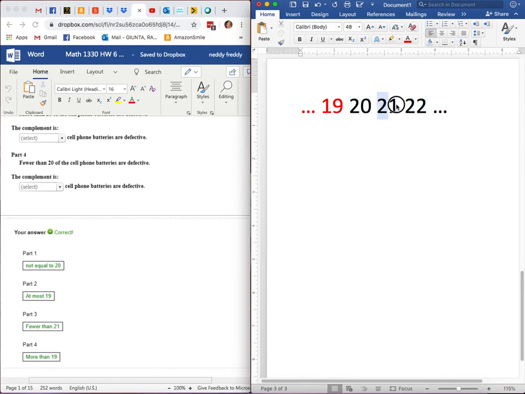And more than 20 would not be correct because then 20 would not be included in either group. And that's all for this section.